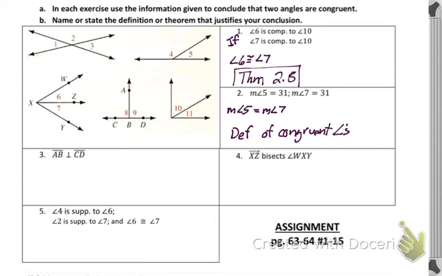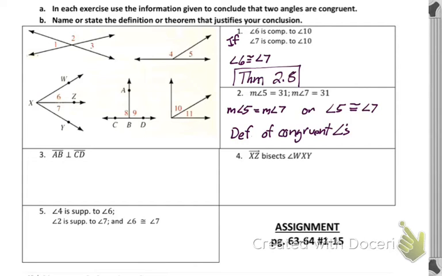Yes? So on our test, would it take points off if we don't put measure of angle 5, if we just do angle 5? Probably not. But the more correct way to use just angle 5 and angle 7 is to do this. So if you like just writing this, just put the congruent symbol. If you like to drop off these measures, just use the congruent symbol and it means the same thing.